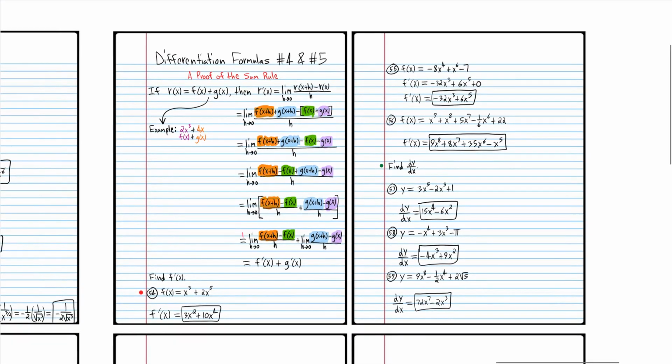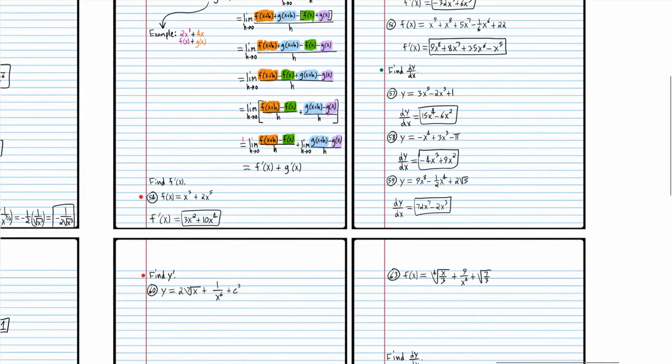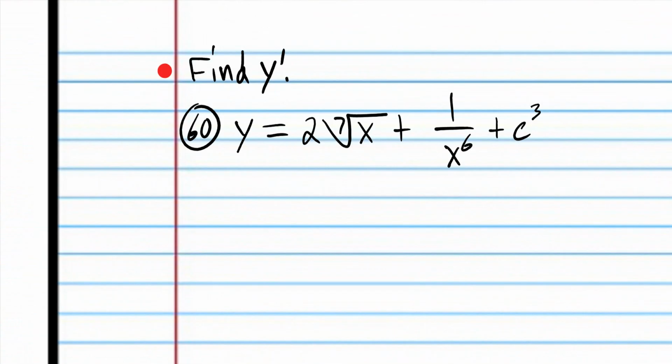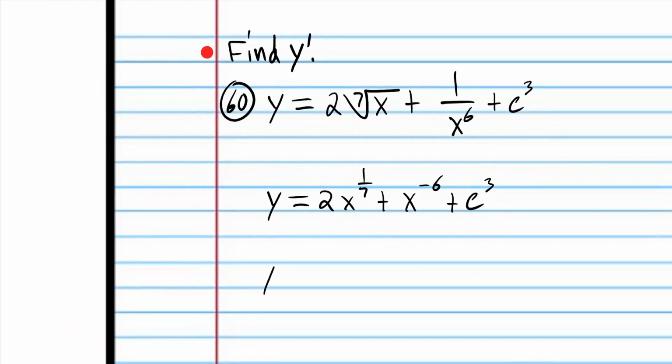So you can see the sum rule is pretty easy. So let's do a few more problems here. Now we have to change the form of these expressions before we can find the derivative. So we're going to change that to x to the 1/7 power. We're going to change that to x to the negative 6 power. And e to the third power is just a constant.